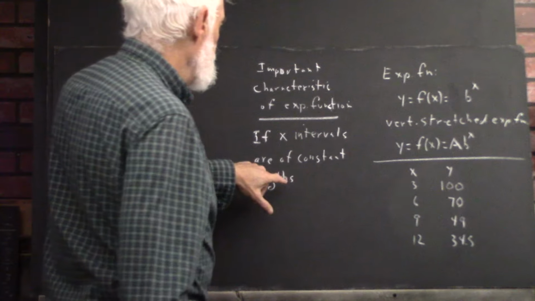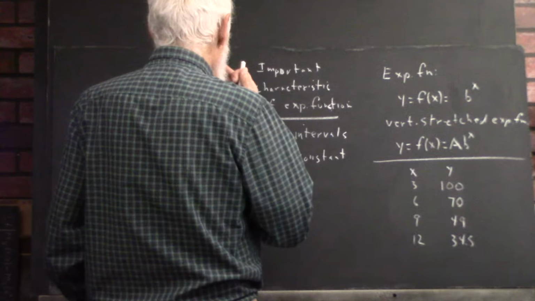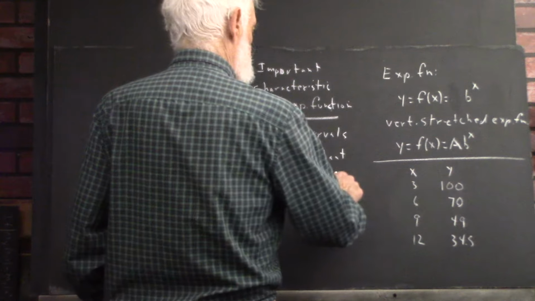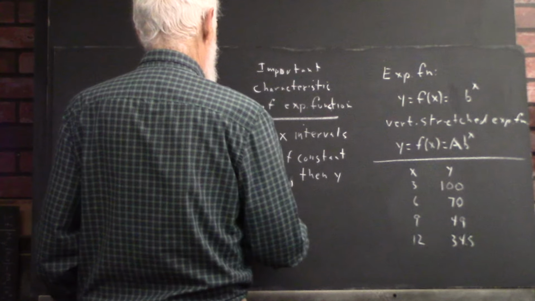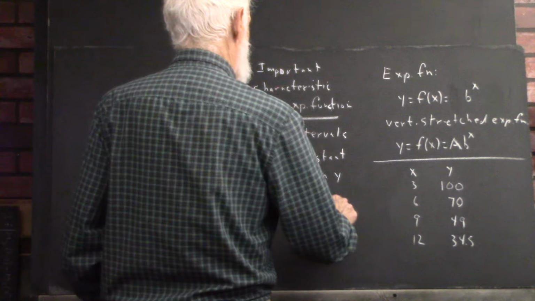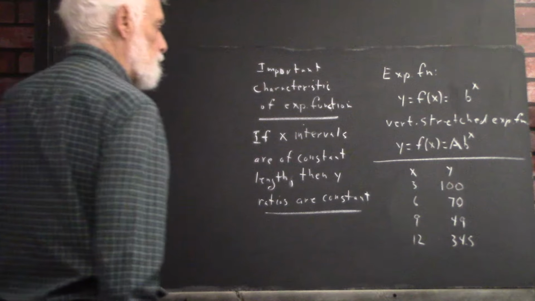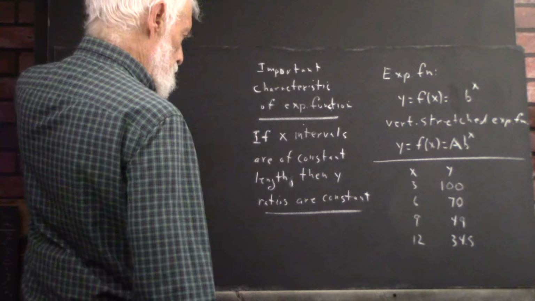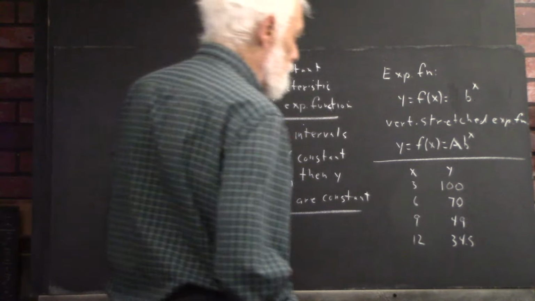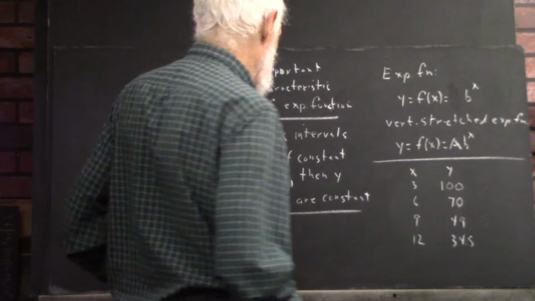If your x intervals are of constant length, then I'm going to say the y ratios are constant. Okay, now what do I mean by the y ratios? I mean the ratio of each number in the y column to the preceding.